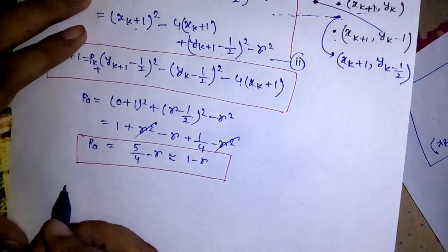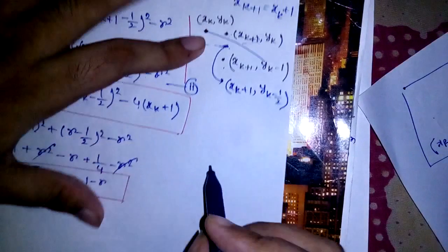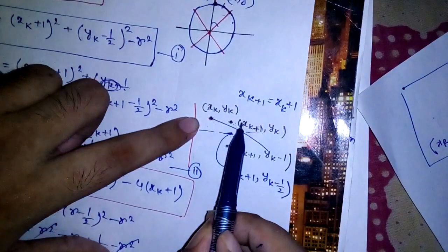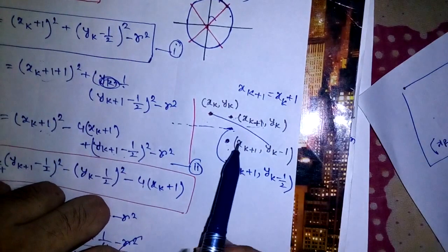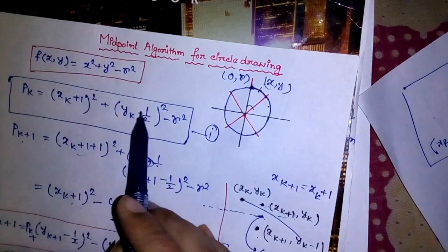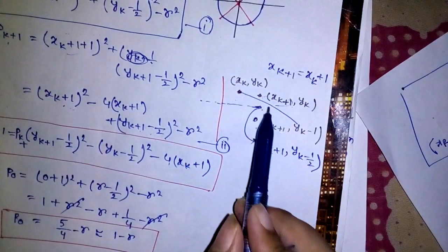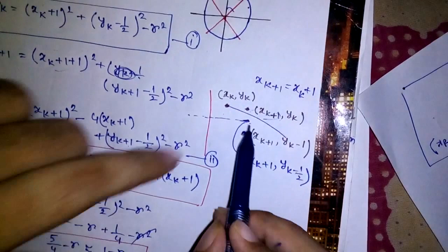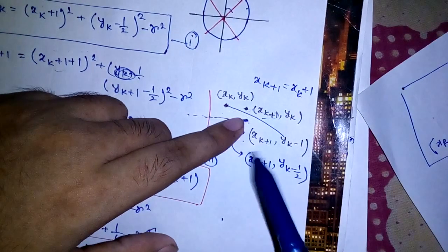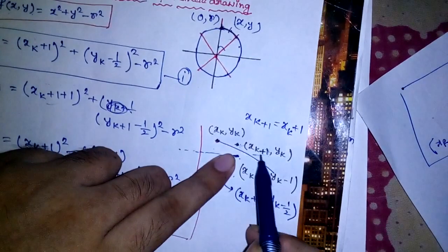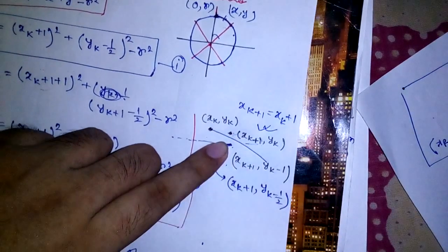Now let's try to find out some conditions. What could be the decision? Let's say that this is the immediate next point, and these 2 points are the possibilities. Now decision parameter is nothing but this point is placed on this pk. So if the value of the decision parameter is less than 0, it means that the midpoint is inside the circle. If the midpoint is inside the circle, it means that the upper point, that is yk plus 1 comma yk, is closer to the circle. So we should pick that point. That point should be preferred.